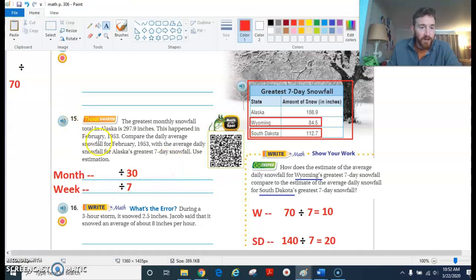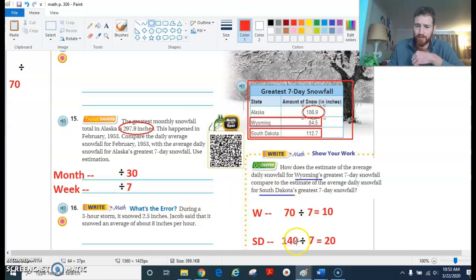So again, for the next part, we need to think of the dividend for the month. We have 297 inches for that month. So think, well, there's a compatible number that's really close. It would help me out with 30 for that one. Then for the week, Alaska has 186 and 9/10 for the most in a week. When I talk about the week amount, I'm going to round that as well.